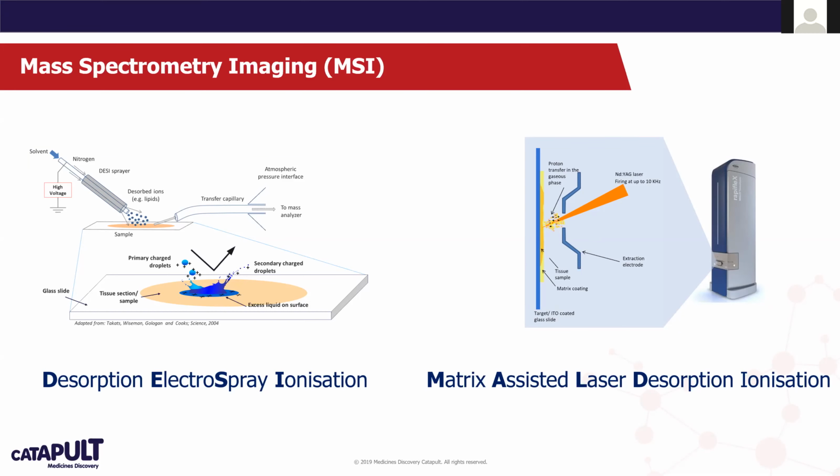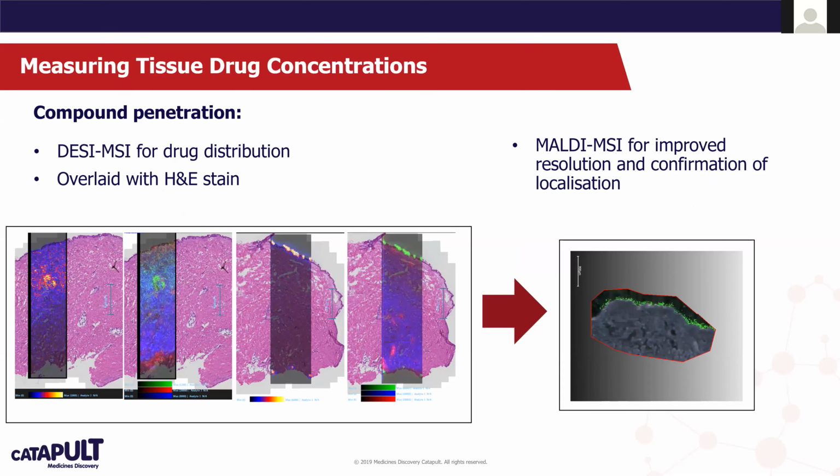So here I've just chosen an example of how we've used both DESI and MALDI to measure and assess tissue drug concentrations. The image on the left-hand side here is a DESI image with an H&E stain, and this shows drug concentration on the surface of the skin. The image on the right-hand side is a higher resolution MALDI imaging that confirms what they've seen with DESI, and you can also see that drug distribution on the surface of the skin.